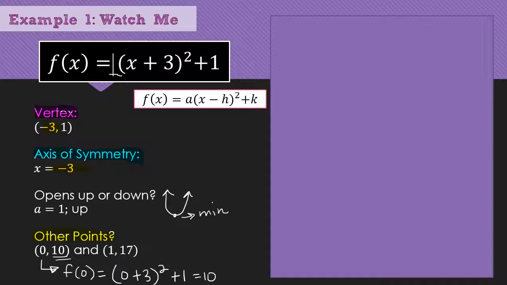Now for my x value of 1, we did the same thing, except we evaluated my function at 1. So I'd have 1 plus 3 all squared plus 1. And when I evaluate this, I'm going to have 1 plus 3, which is 4. 4 squared is 16, and 16 plus 1 is 17. So that's where that 17 is coming from. So now, I want to graph this.